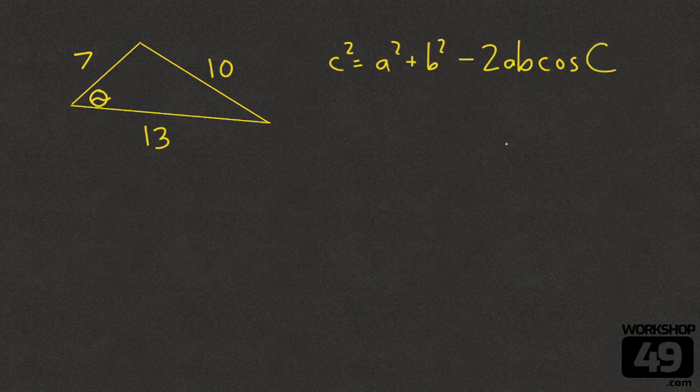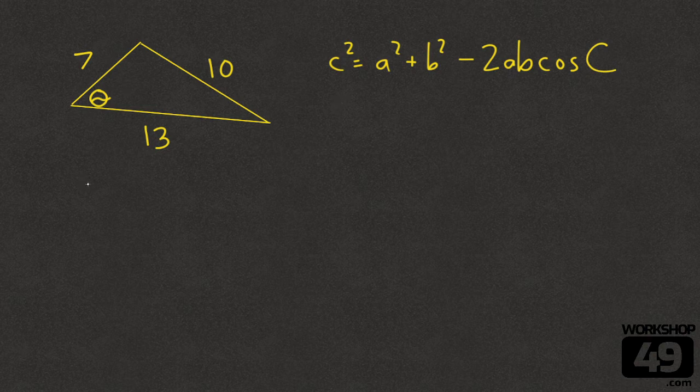The number one mistake that I see folks make here, they think that little c is the biggest side. They fill in 13 for little c. That is not the case. Little c has to be the side opposite the angle that we're looking for. So in this case, even though our little c, 10, is not as big as 13, it's the side that is opposite theta. Little c, big C. If our big C is theta, then the little c has to be what's across from theta.